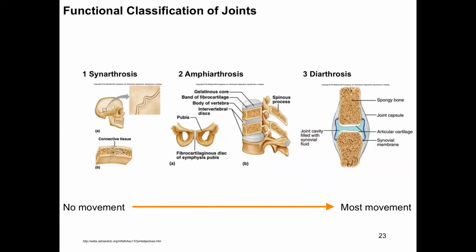Now, remember, there's the structural classifications and the functional classifications. So here are your functional classifications, all right? So they go from, like I had said earlier, in terms of the type of movement, from no movement to most movement. So of course, you've got the most movement with the synovial joint.